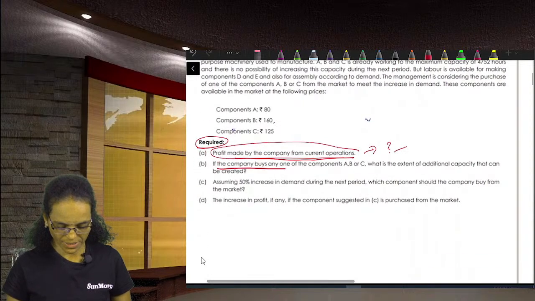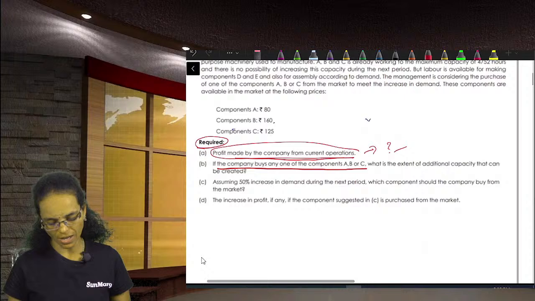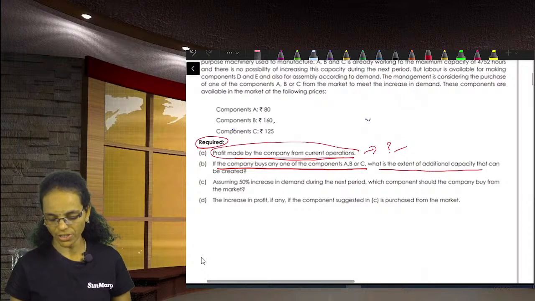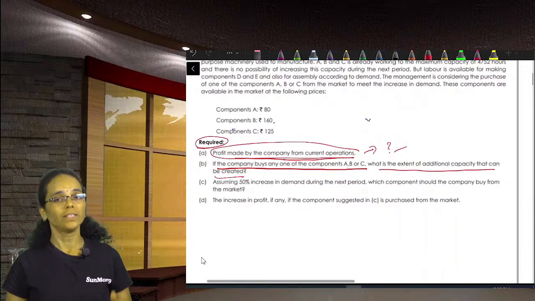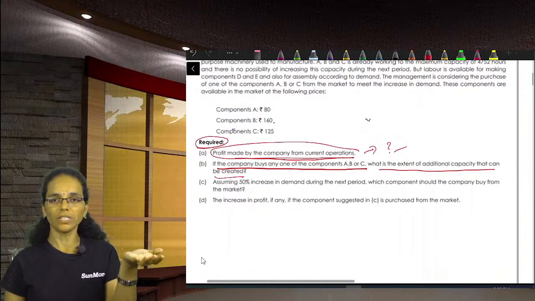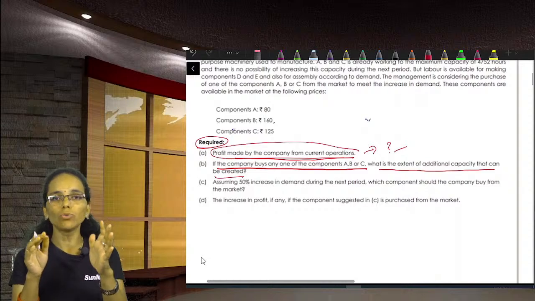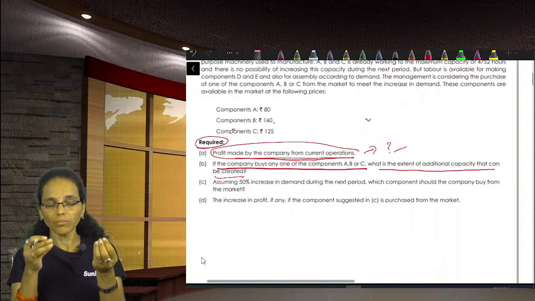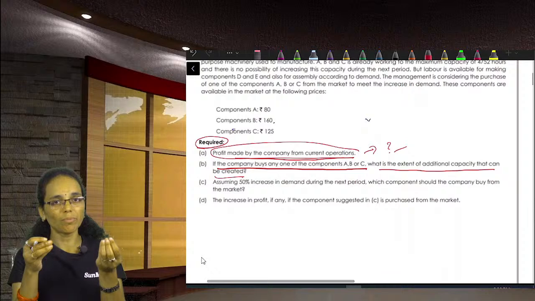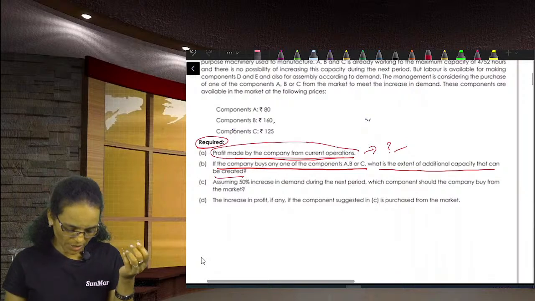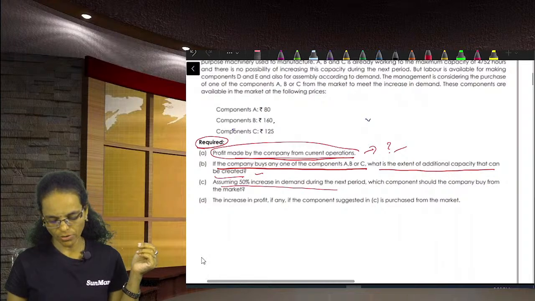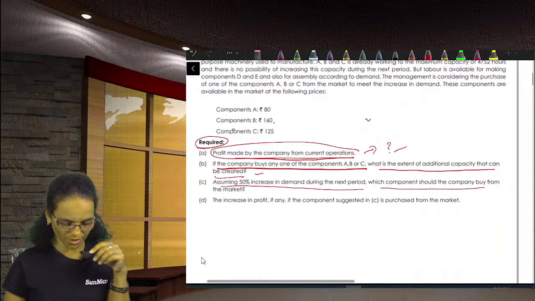If the company buys any one of the component A, B or C, what is the extent of additional capacity that can be created? Just now I told you, if one component is purchased from the external market, the remaining 2 components can be produced more in number, right? Next, assuming 50% increase in demand during next period, which component should the company buy from the market?